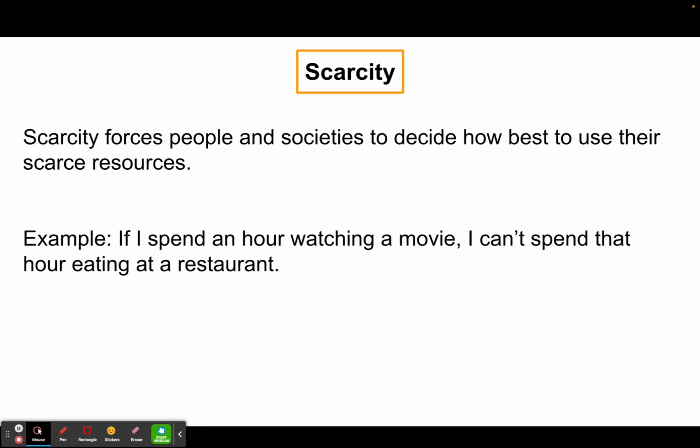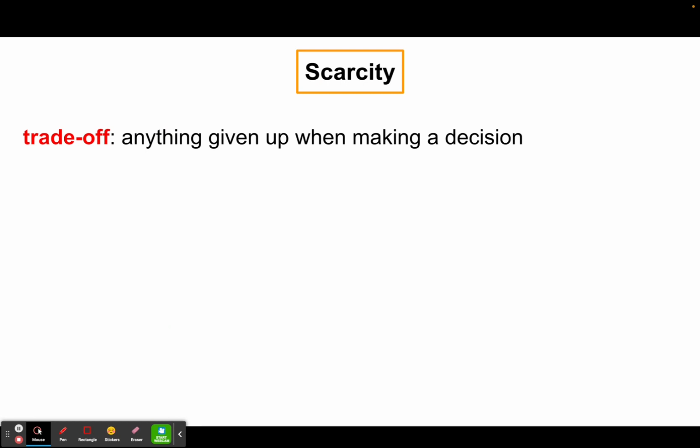Like I said before, scarcity forces people and societies to decide how best to use their scarce resources. With that tree, am I going to cut it down and turn it into paper? Am I going to keep it up for the owl? If I spend an hour watching a movie, I can't spend that hour eating at a restaurant. I have to make choices, right? I have to decide how am I going to use those resources. And one of the very important things about these choices is that we can't just focus on what we get.